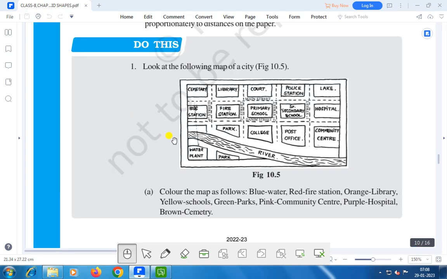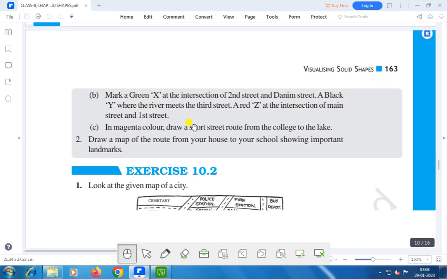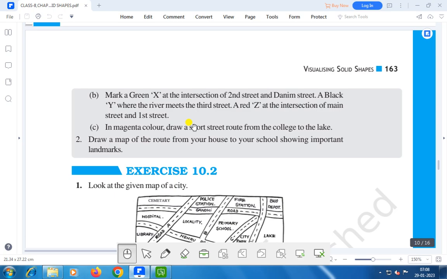Here some activities are given. Now we shall solve exercise 10.2 after this video.